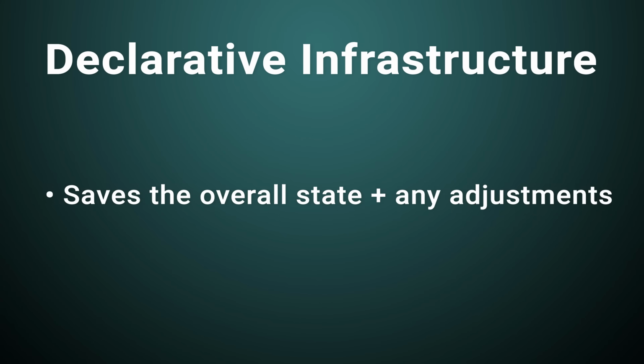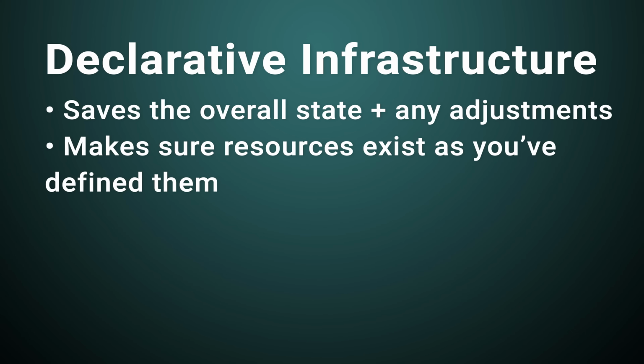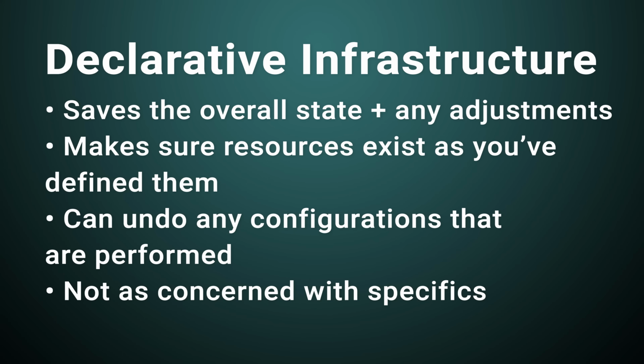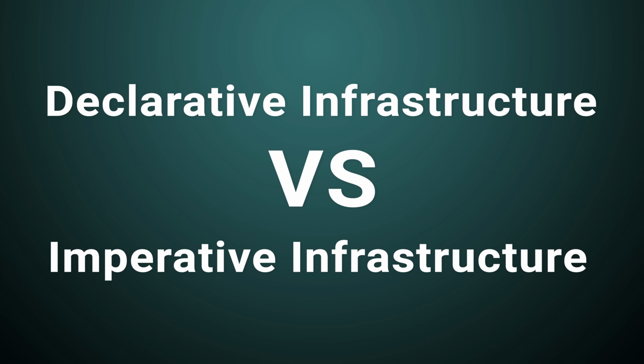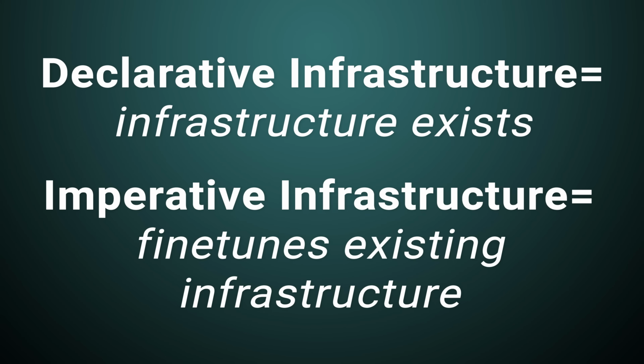Declarative infrastructure saves the overall state, and anytime adjustments are made to the intended state, declarative infrastructure tools will ensure those resources exist as you've defined them. In addition, declarative infrastructure is able to undo any configurations that are performed, such as decommissioning infrastructure that you're no longer using. However, declarative infrastructure is not as concerned with the specifics as imperative infrastructure happens to be. An easier and perhaps overly simplified way to think of the difference between them is that declarative infrastructure ensures that infrastructure itself exists, while imperative infrastructure takes something that already exists and then fine-tunes it to reach its desired complete state.